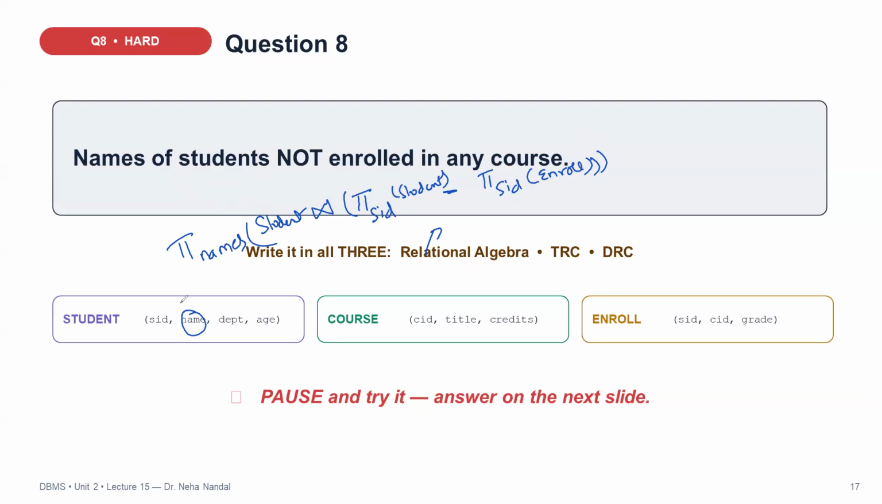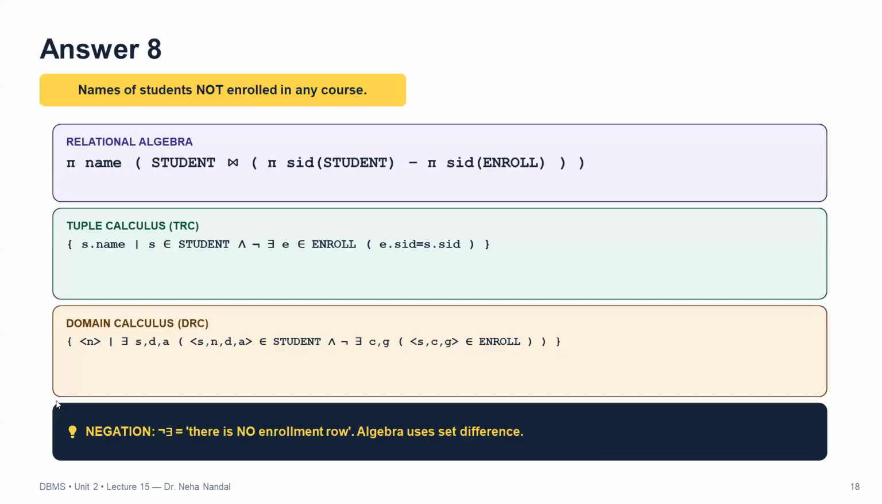But in calculus, what will happen? It utilizes one notation, that is negation. This is the notation that will be utilized. So negation, there exists an E belongs to enroll. And in that one, you just have to give it simply like before, join with S dot SID. Okay. So in the similar way, DRC will work. So that is the thing.